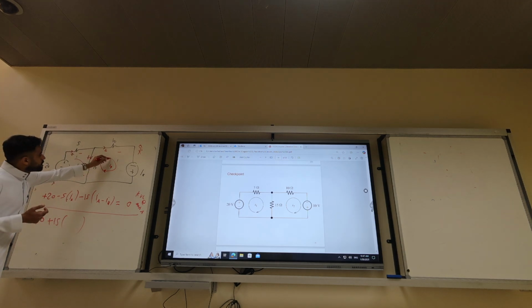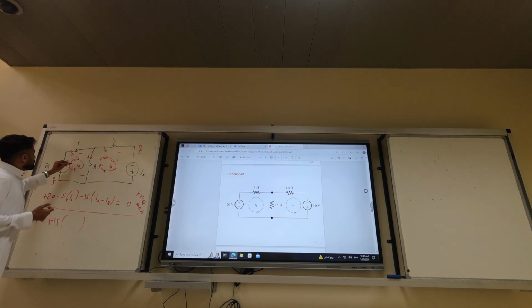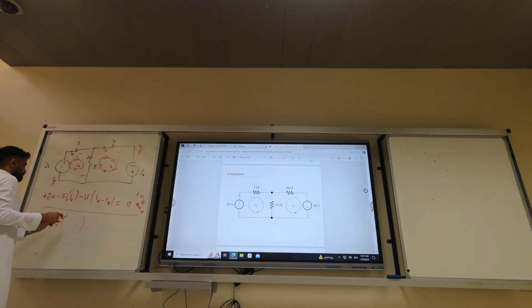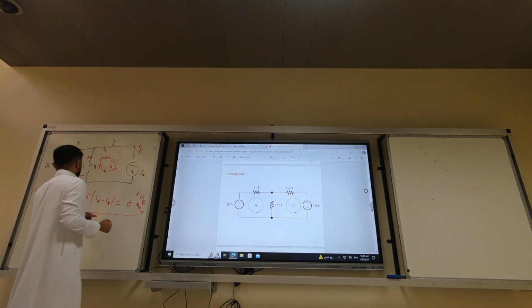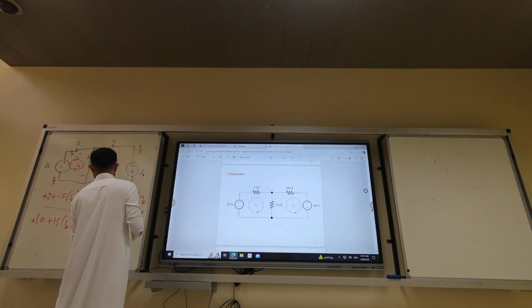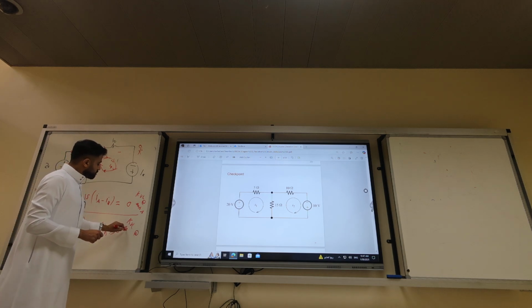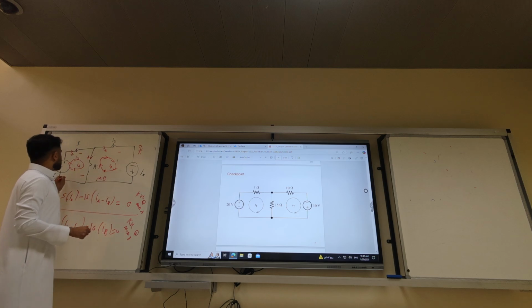IB, no? But IA minus IB. So you can draw a full circle and make it full of arrows. You see the arrow IB is going opposite, so it's IA minus IB. Voltage drop, so minus 10 multiplied by IB equals 0. So this is KVL, Kirchhoff's voltage law, at mesh B. So this is mesh B, this is mesh A.